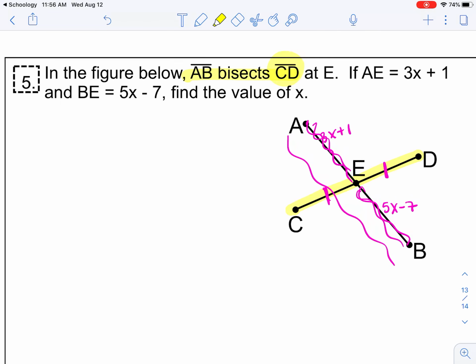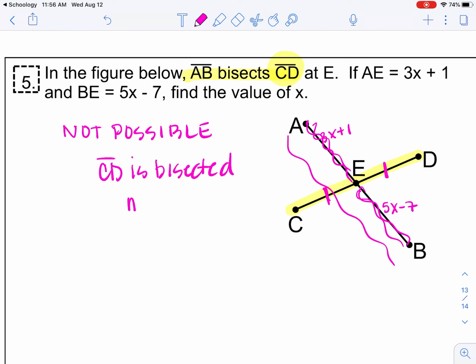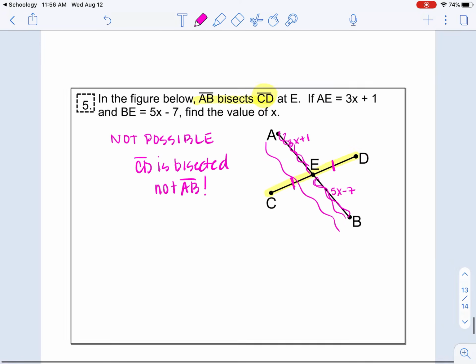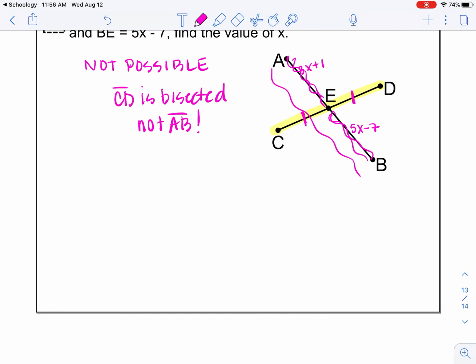The thing is that you can't. This problem is not possible. Okay? CD is bisected, not AB. Okay? You have to get used to things not being possible. Are you ever going to take a test and a problem's not going to be possible? Absolutely. We are going to make sure that you're not forcing things to happen. Okay? So please remember that if the problem is not possible, don't force something to happen.